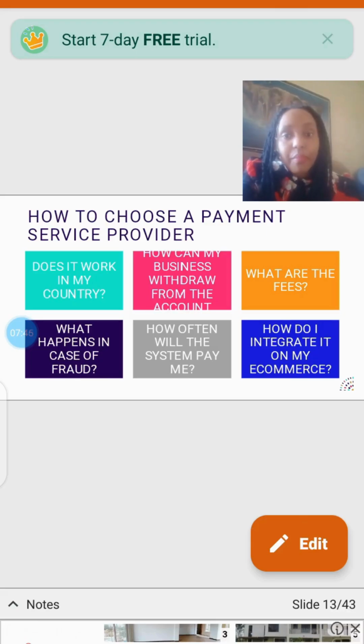Okay. So what happens in the case of fraud? Do they have what can they do in case of fraud? How can my business withdraw from the account? When you receive the money, are you able to withdraw? How often will the system pay me? What are the fees? How do I integrate my e-commerce? Some payment providers are very costly, to be very honest.